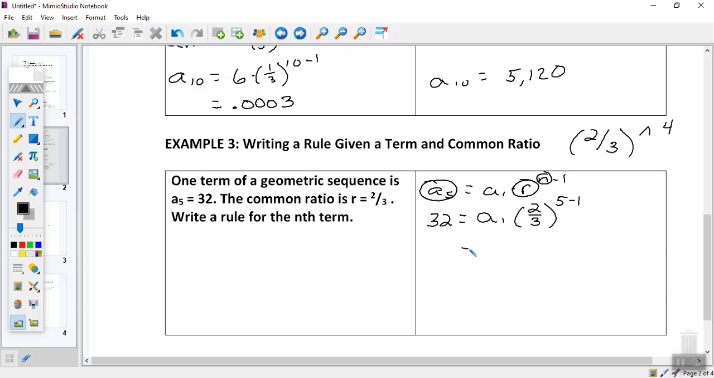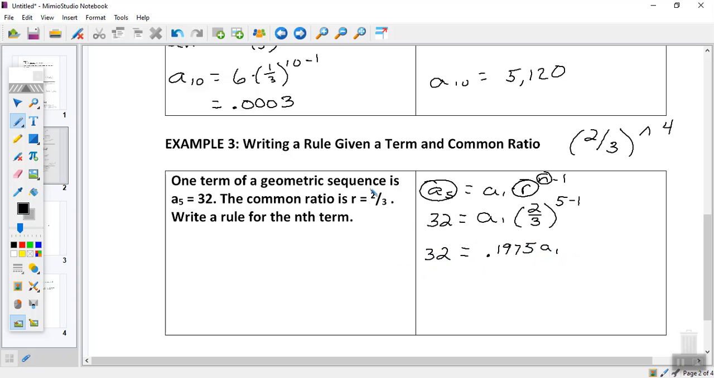Okay, you're going to get a decimal. I don't know what that decimal is. Well, I do, but you guys tell me. 0.1975. 0.1975 times A1 is equal to what value?